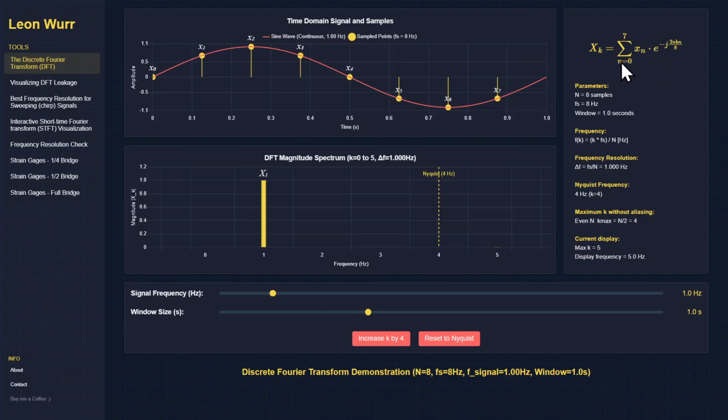So the summation here goes from 0 all the way to my last sample. In this case, I have 8 samples, but since I am starting from 0, I go all the way to 7. And why do I have 8 samples? Because I am sampling this signal at a rate of 8 Hertz. I have a 1 second time frame, observation window, whatever you want to call it. And during this 1 second, I acquired 8 samples.